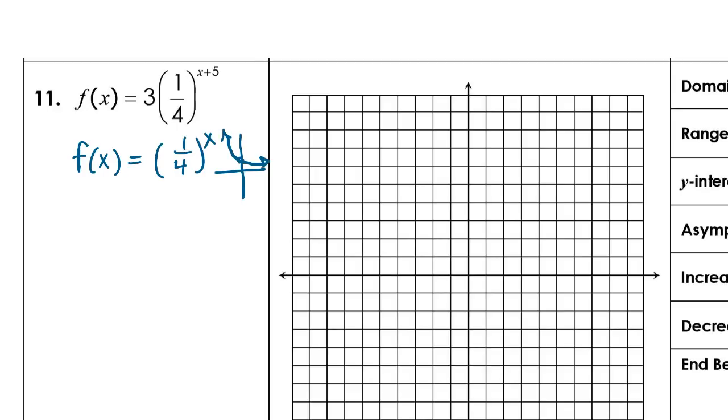Now let's talk about our different transformations. So here, that 3 on the outside, that's going to be a vertical stretch, and that's going to be by 3. So vertically, this thing is going to stretch out 3. What else do we need to do with this? The 5 up here, so that means we need to move this left 5, doesn't it? So we're going to move left 5.